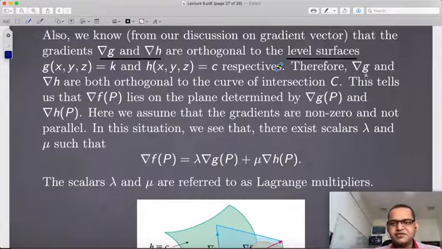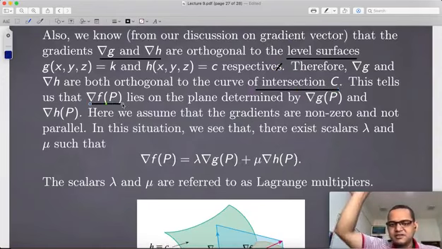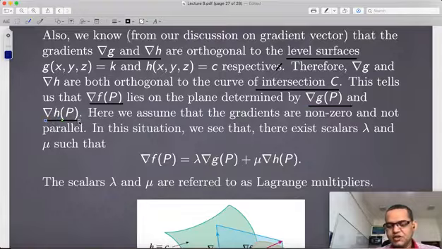So if these two gradients are orthogonal to the level surfaces, that means they are also orthogonal to the curve of intersection in particular. Okay, so what does it mean? We can conclude that the gradient of f, which is orthogonal to this curve, has to be on the plane determined by these two vectors. But here we have to be careful. We have to assume that these two are non-zero.